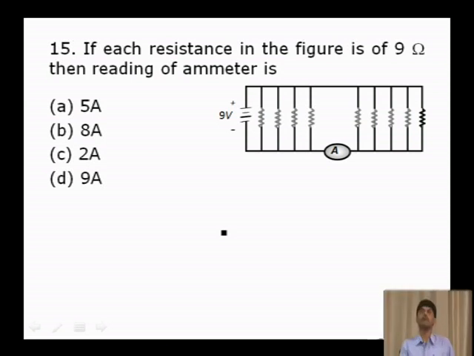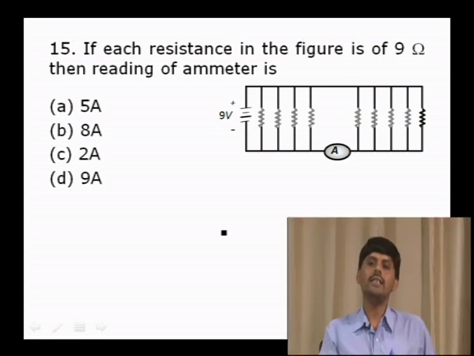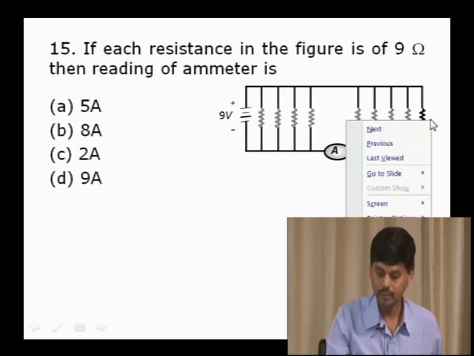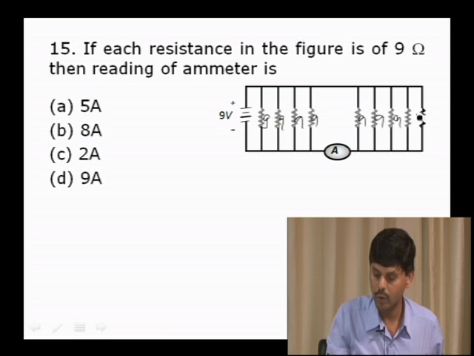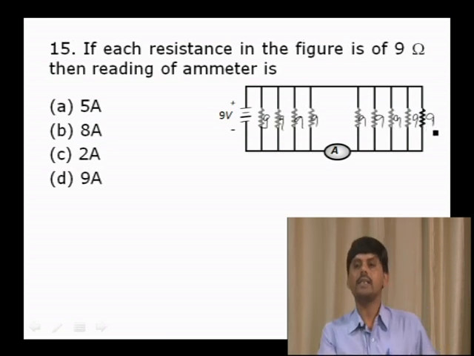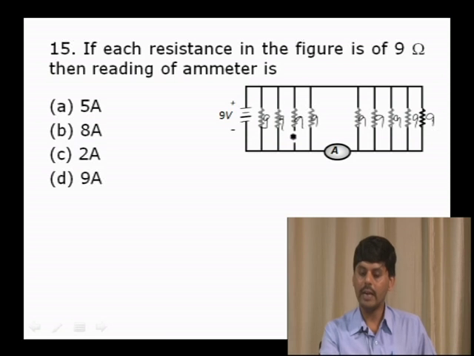Question number 15. If each resistance in the figure is 9 ohm, then the reading of the ammeter is: option A, 5 ampere; option B, 8 ampere; option C, 2 ampere; option D, 9 ampere. See, all the resistors in the figure are 9 ohm. All the resistors have 9 ohm, and they are connected in parallel.